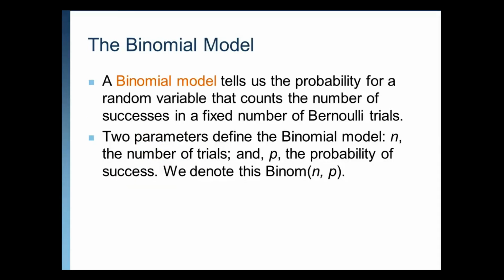So we looked at a geometric model which tells us the probability of our first success. Now we're going to look at a binomial model. It tells us the probability for a random variable that counts the number of successes in a fixed number of Bernoulli trials. So for instance, a binomial model might be if we were flipping a coin. What's the probability if we flip a coin 5 times that we get 3 heads? The two parameters define the binomial model: n, so in our case 5, the number of trials; p, the probability of success. This is Binom(n, p). So this tells us we want to know the probability out of so many successes.